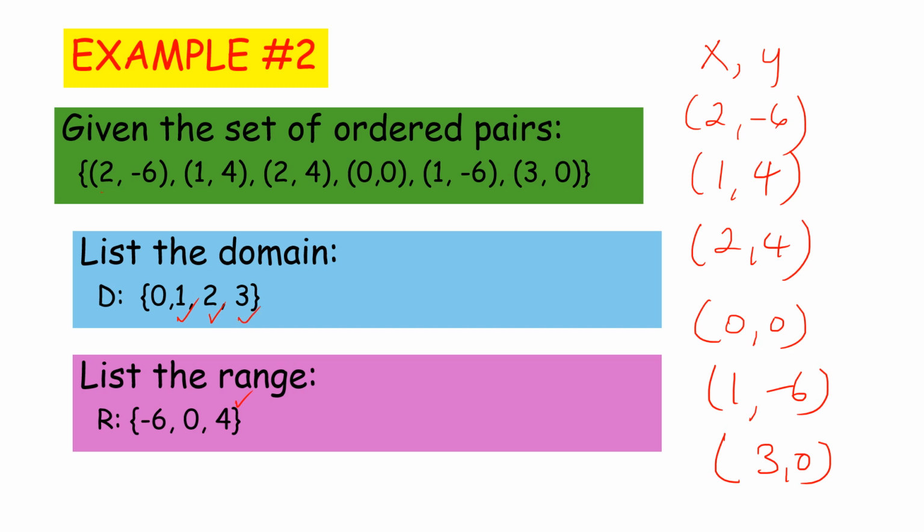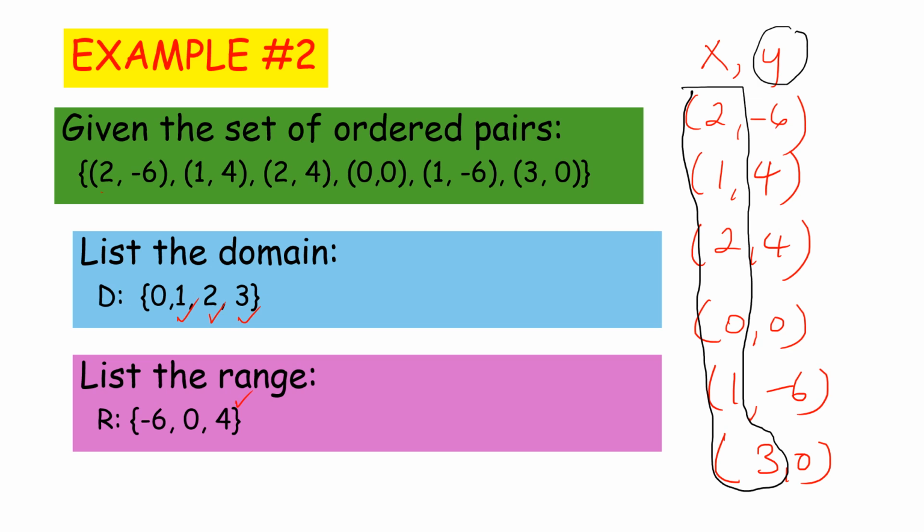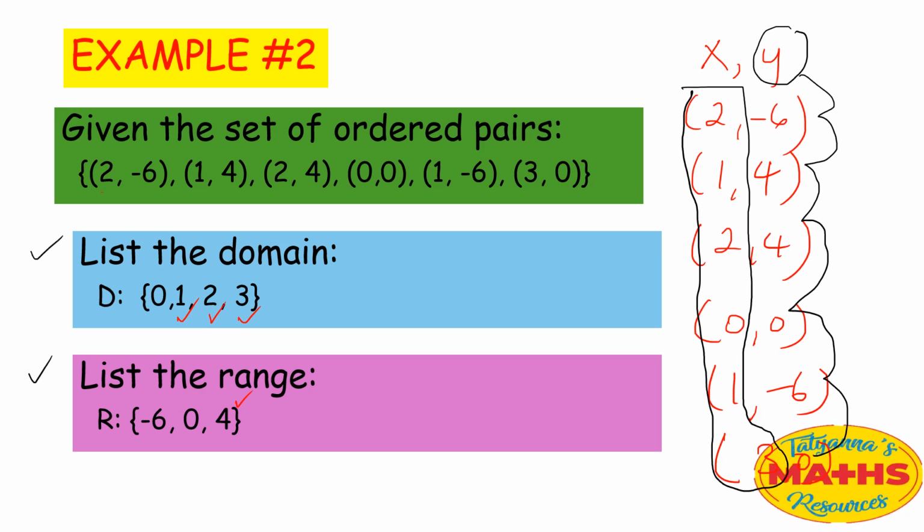So the domain are all the x values, and the range are all the y values, which are all of these. And we do not repeat, okay, when we are listing these values.